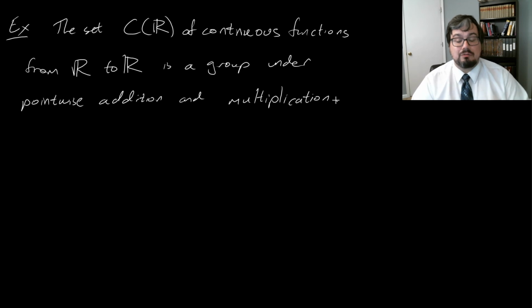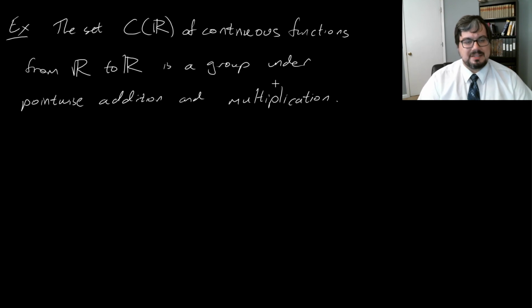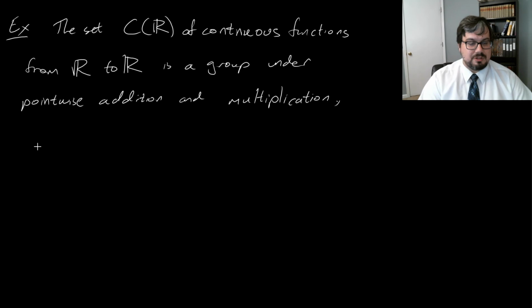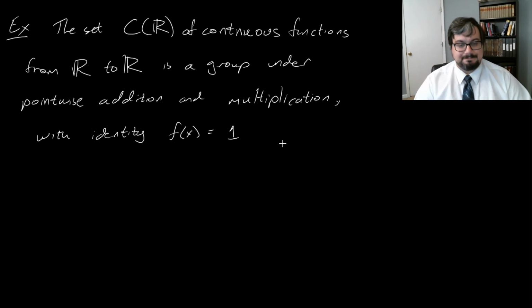It's actually not a group under composition because one of the distributive laws doesn't hold with composition. And if you want a neat little exercise, go ahead and check that. But the set of continuous functions from R to R is a group under pointwise addition and multiplication with identity, the constant function 1. And this is commutative because pointwise multiplication of functions is commutative.